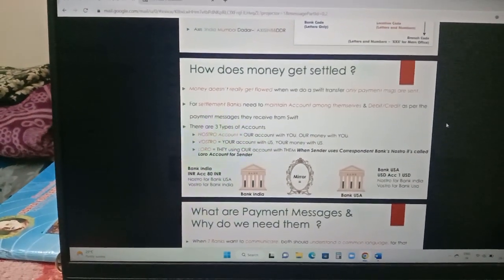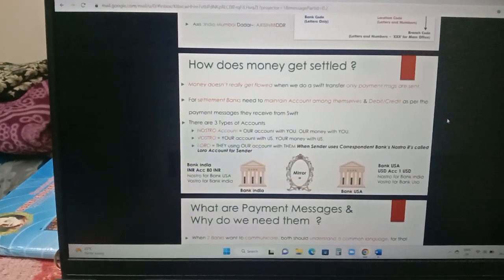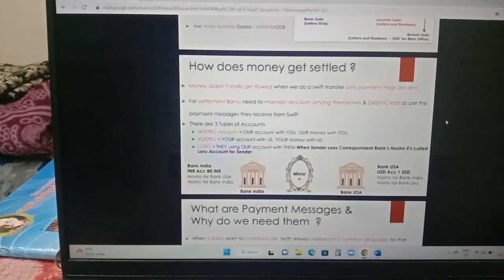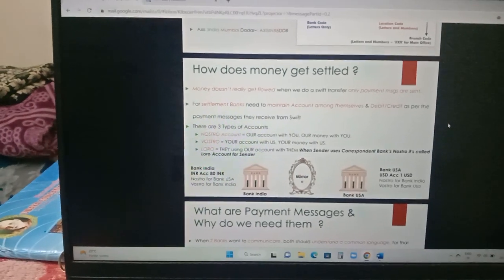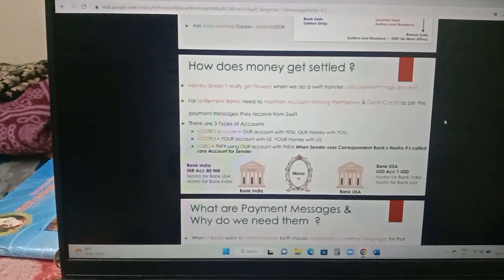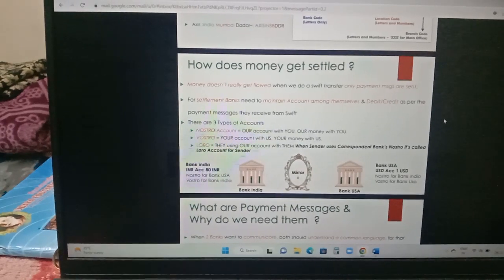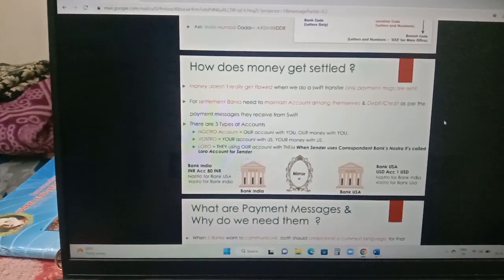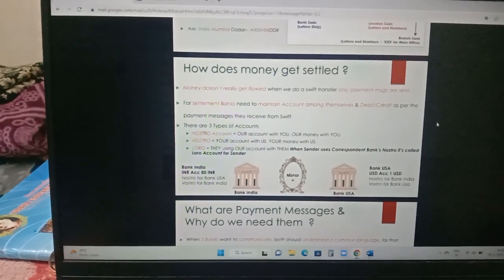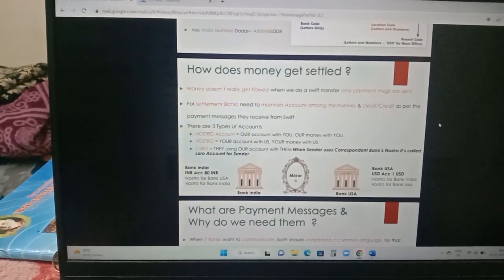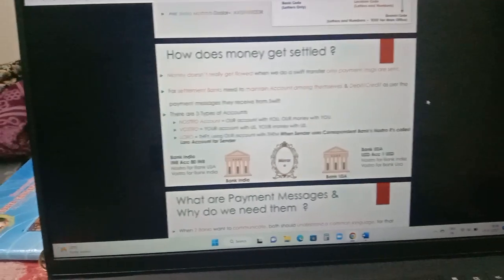One is the Nostro account, where your account, your money, is with you. Vostro: your account with us, your money with us. LORO: they are using our account with them. When the sender uses a correspondent bank's Nostro, it is called a LORO account for the sender.